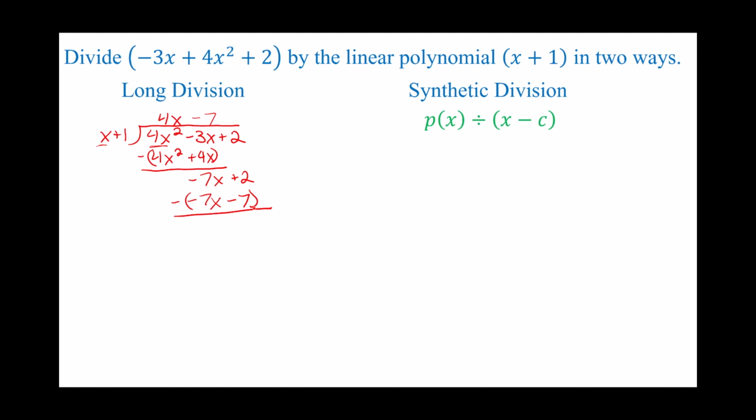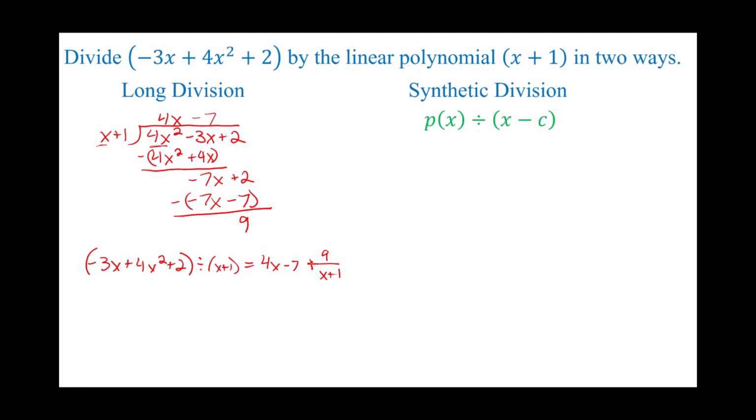And then we subtract. Negative 7x minus a negative 7x is 0. And 2 minus a negative 7 becomes 2 plus 7, which is 9. Don't forget you're subtracting the negative 7x and the negative 7. We're subtracting both. Okay, so we have our polynomial, negative 3x plus 4x squared plus 2, divided by our x plus 1 equals our quotient, and then plus 9 over x plus 1.